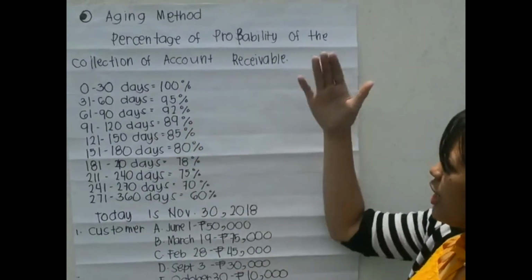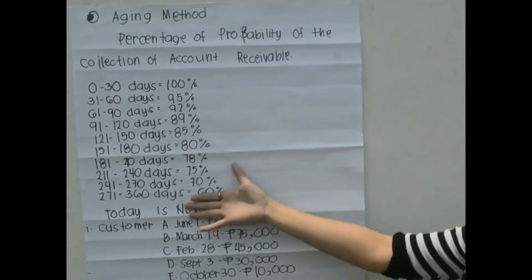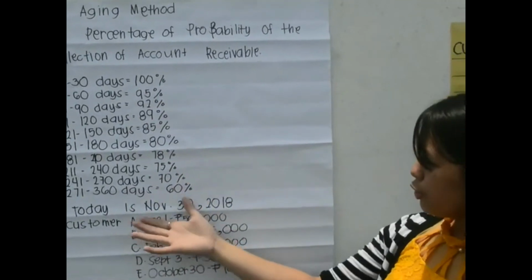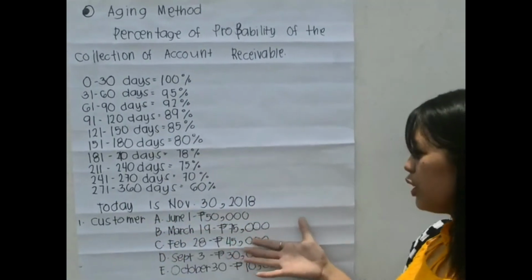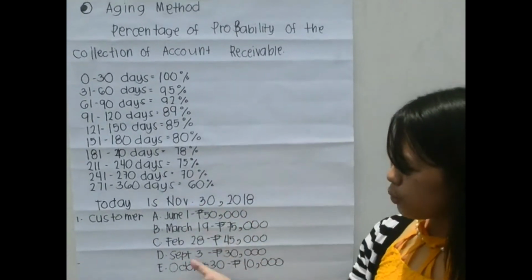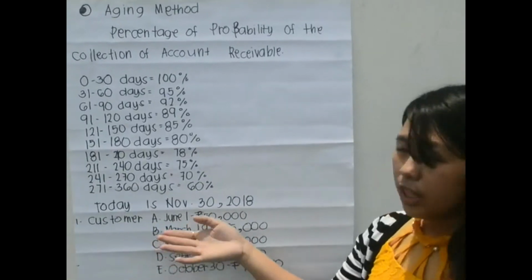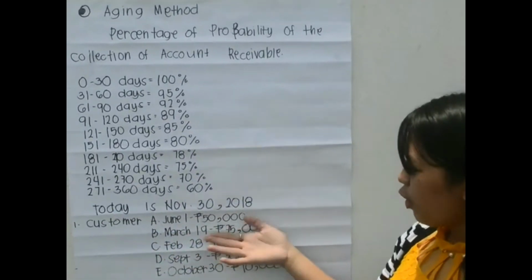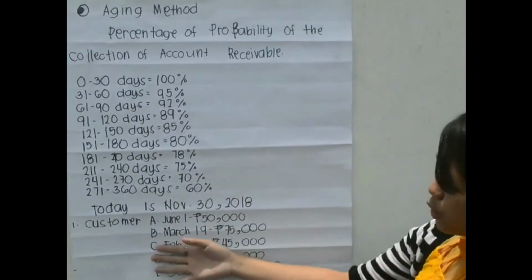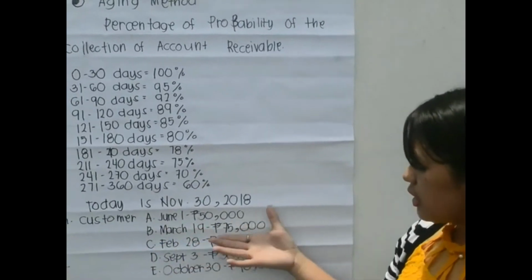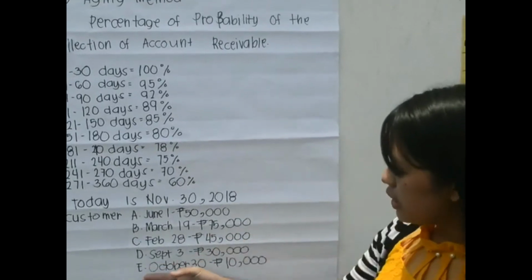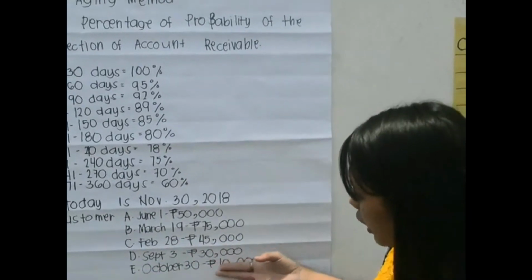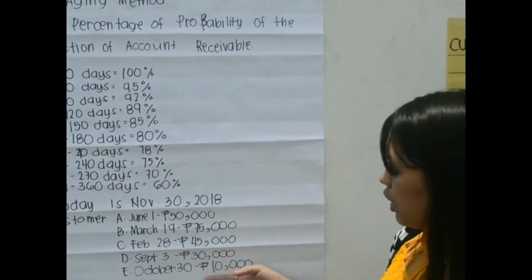This is an example of the aging method, the percentage of probability of collection of accounts receivable. So let's assume today is now November 30, 2018, and we have 5 customers. Customer A, due date June 1, amounting to 50,000, and customer B's due date March 19, 75,000, C, February 28, 45,000, and September 3, 30,000, October 30 is 10,000.